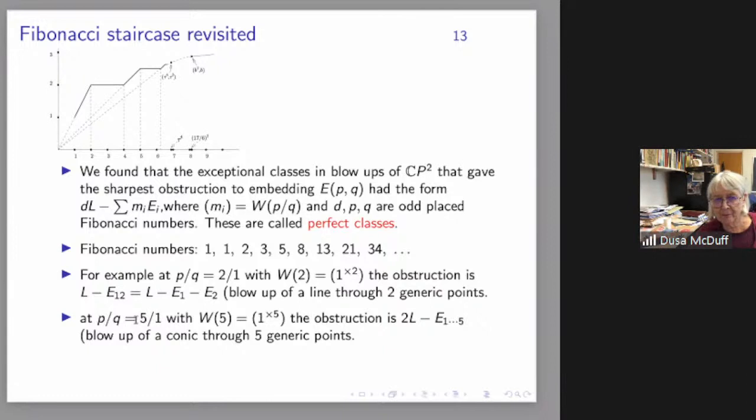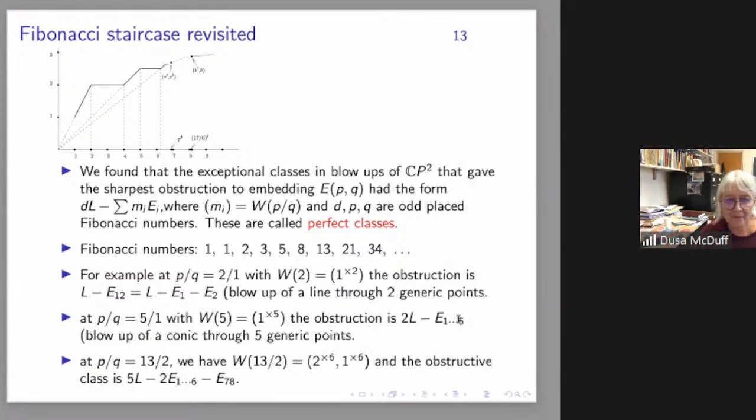5 over 1 is a slightly better example. So 5 over 1, these are Fibonacci numbers 4 apart. And the weight expansion of 5 over 1, again, is just 5 lots of 1s. And the obstruction now has degree 2, which is the middle number here. And it's 2L minus the 5 exceptional classes. And that corresponds to blowing up a conic through 5 generic points. And that gives you the next obstruction. And then the next one comes at 13 over 5. So these are, again, numbers 5 apart. 13 over 5, and the degree is 5.